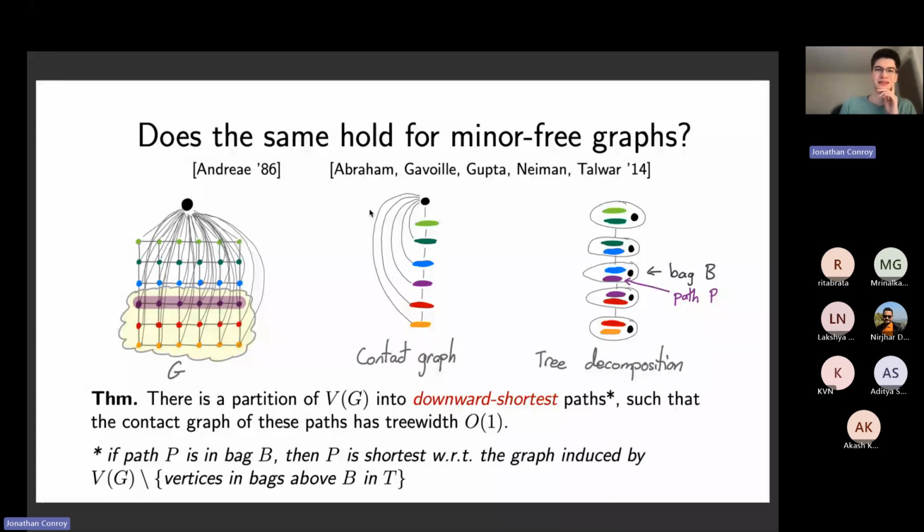So this is called the cop decomposition. Andreae originally studied this in terms of cop-robber games, and he showed that there's always a winning strategy for a certain number of cops by patrolling these downward shortest paths. Those were basically called the threateners, right? The downward shortest paths.